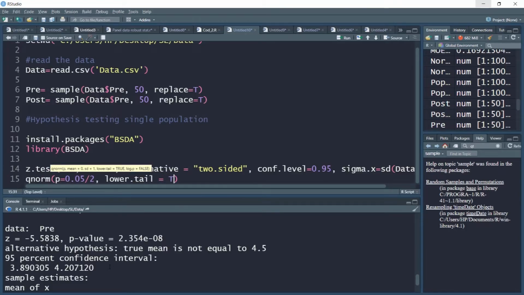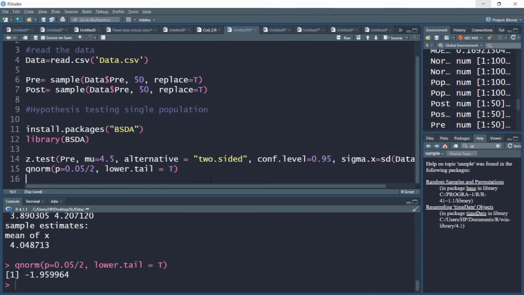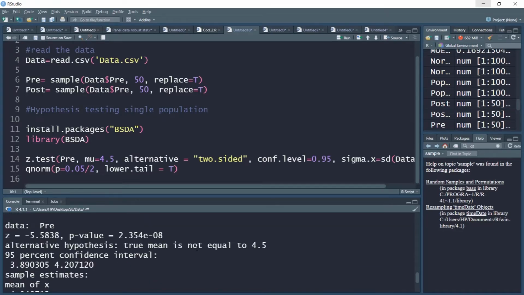That means we are generating the critical value on the negative side, that is corresponding to the lower tail of 2.5%. And if we run this command, the lower tail statistic is computed as minus 1.96, which is much lower than our z statistic, which clearly indicates that we can reject the null that our population mean is 4.5.